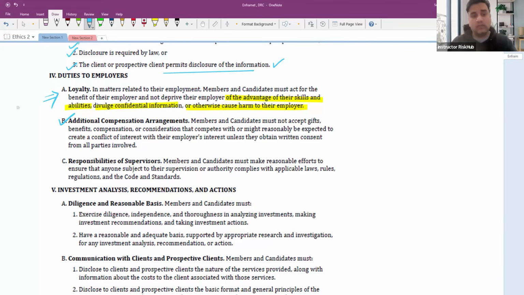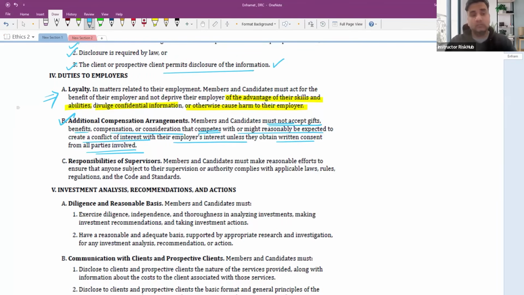Then there is something about your additional compensation arrangement. Whenever members and candidates are doing the job, they must not accept gift, benefit, compensation, or consideration that competes with or might reasonably be expected to create a conflict of interest with the employer's interest, unless they obtain written consent from all parties involved. Very, very important. This is tested in the exam, guys.